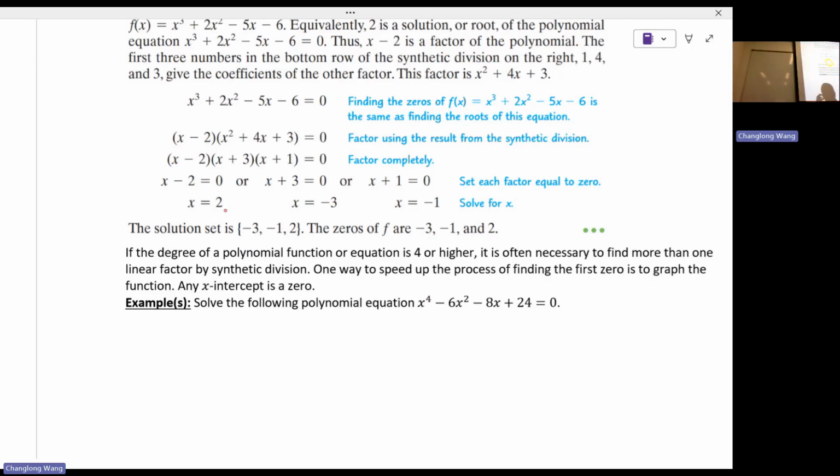If you're lucky enough, you, for some reason, magically pick the 2 to start with, then you get a hit, right? So 2 works out. Then start with the 2. So you factor out x minus 2, right? Unfortunately, by synthetic division, you're going to find out the remaining part of the polynomial works out as a quadratic trinomial, and it's further factorable. Then there you go. You have 3 solutions.